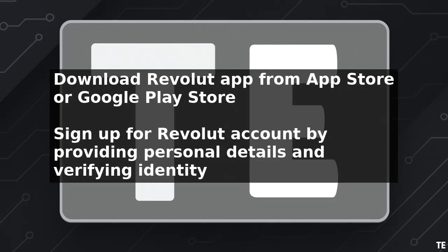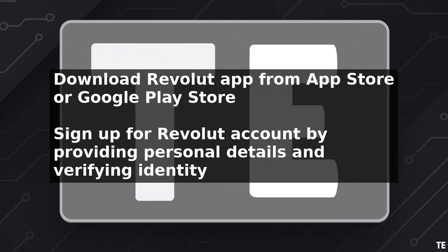To pay by Revolut, you need to start by downloading the Revolut app from the App Store or Google Play Store. Once downloaded, sign up for a Revolut account by providing your personal details and verifying your identity. After your account is set up, you will need to add money to your Revolut account, which can be done by linking a debit or credit card, or by making a bank transfer.